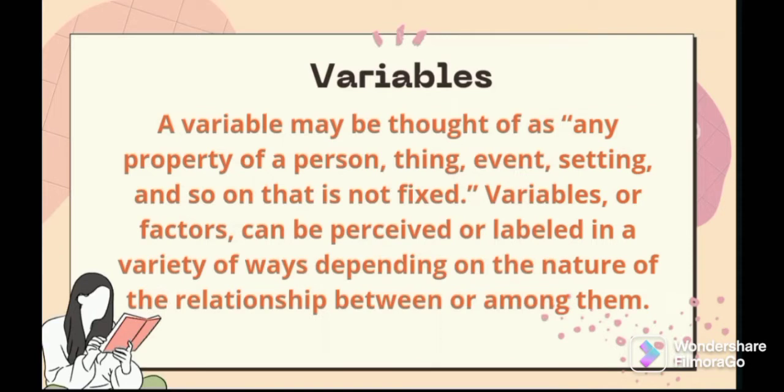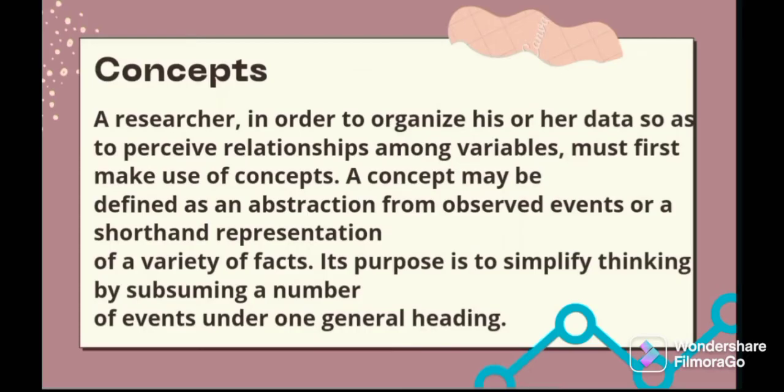Variables. A variable may be thought of as any property of a person, thing, event, setting, and so on that is not fixed. Variables or factors can be perceived or labeled in a variety of ways depending on the nature of the relationship between or among them. Now let's go to the concept.